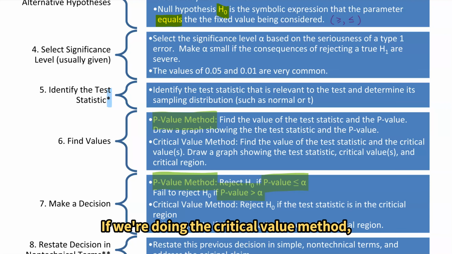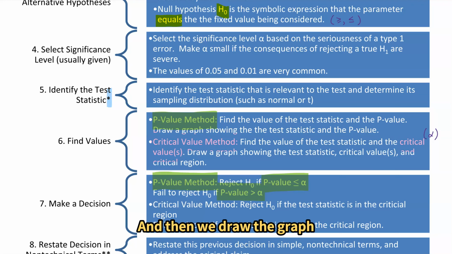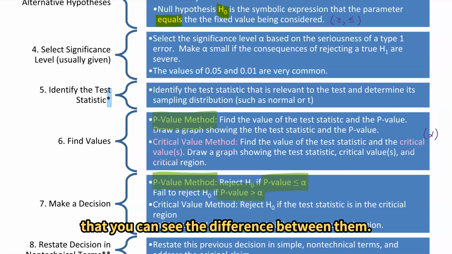If we're doing the critical value method, we would find the value of the test statistic and the critical values, and the critical values come from our alpha, our significance level. And then we draw a graph showing where the test statistic and the critical values are, and that critical region. I'll do examples of both in a future lesson so that you can see the difference between them.